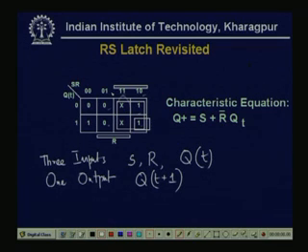So, from the Karnaugh map we can derive the characteristic equation: the next output is S plus R complement of Qt, means the next state will be S plus R bar into the present state. So, this should be the characteristic equation of the SR latch.